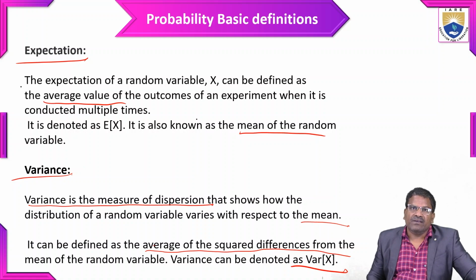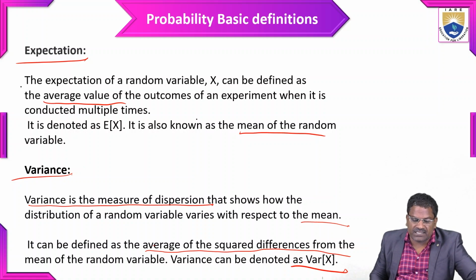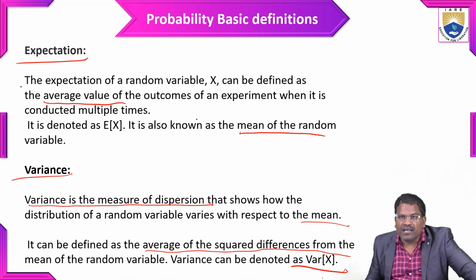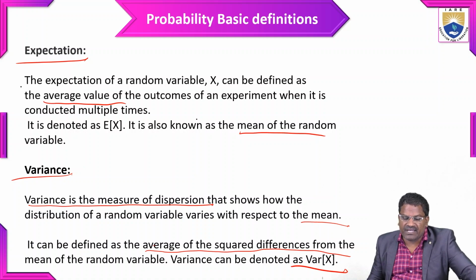Now let us see variance. Variance is the measure of dispersion. It shows how the distribution of a random variable varies with respect to the mean. So variance can be defined as the average of the squared differences from the mean of the random variable.